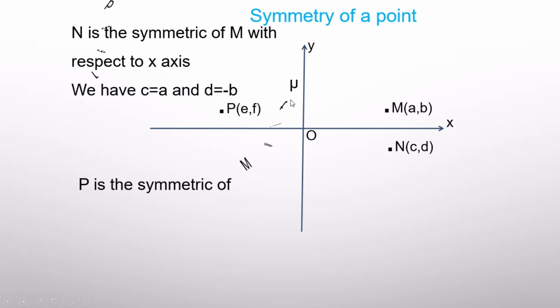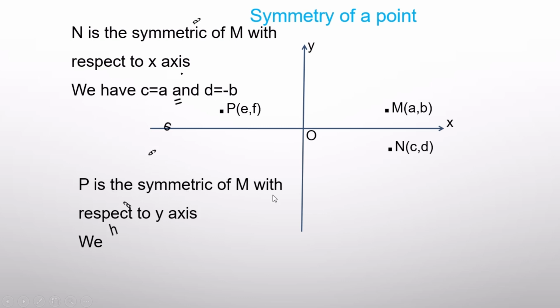P is the symmetric of M with respect to the y-axis. P and M have the same y and opposite abscissa. Same y, opposite abscissa. P is the symmetric of M with respect to the y-axis. We have E equals minus A and F equals B.